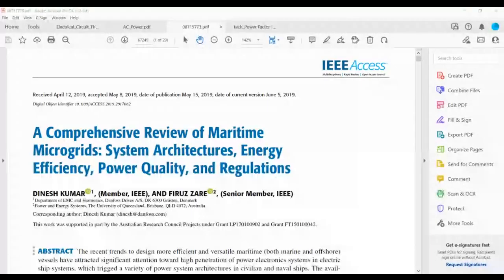Yeah, so here's a paper published in 2019. It talks about a comprehensive review of maritime microgrid system architectures, energy efficiency, power quality, and regulations. Now, the keyword that I'm trying to talk about here is power quality in particular. Microgrid meaning just a small grid which is on board essentially, compared to the one on land, for instance, which is obviously a massive grid. Cool.